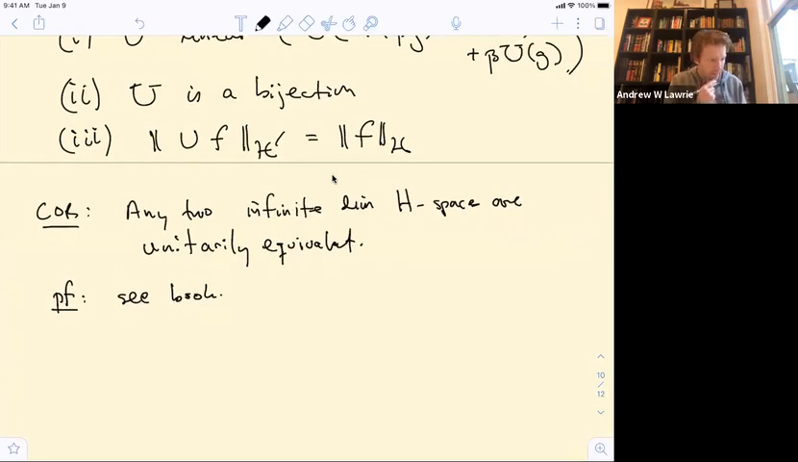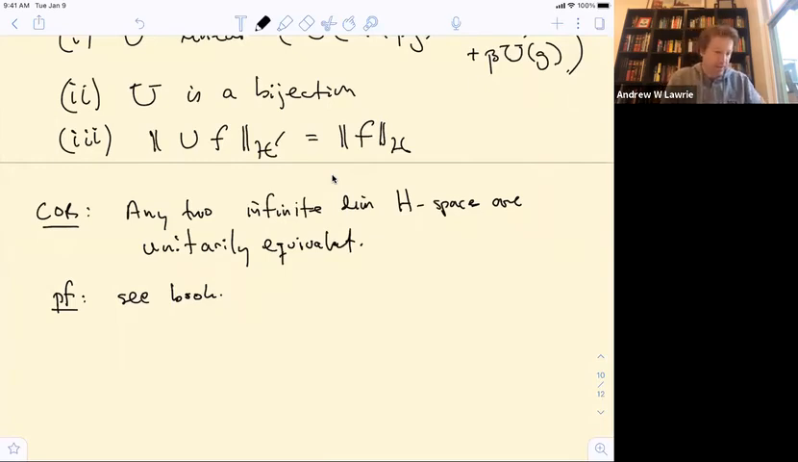And then, of course, in linear algebra classes, you prove at some point that finite dimensional Hilbert spaces are unitarily equivalent if and only if they have the same dimension, right? Which is again given by just choosing a basis.